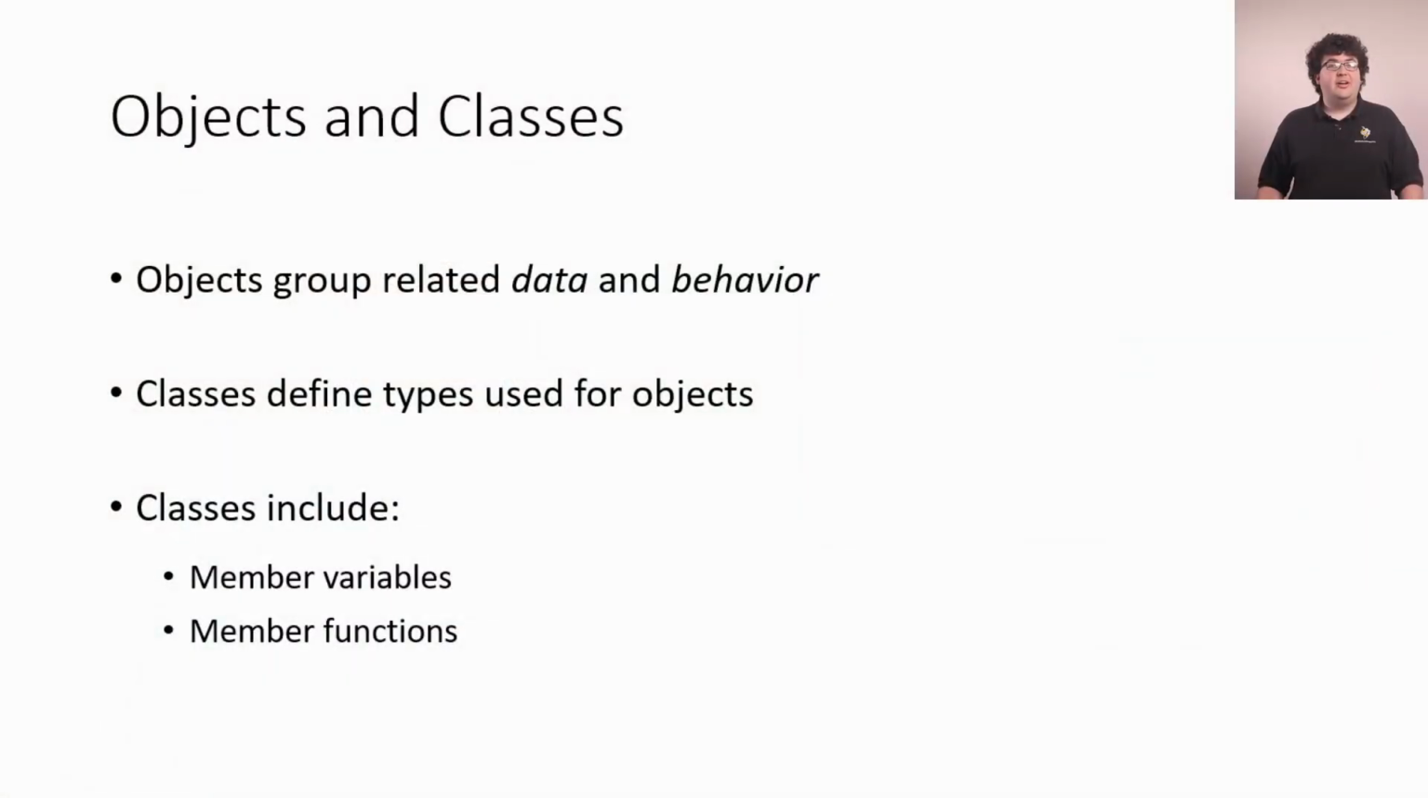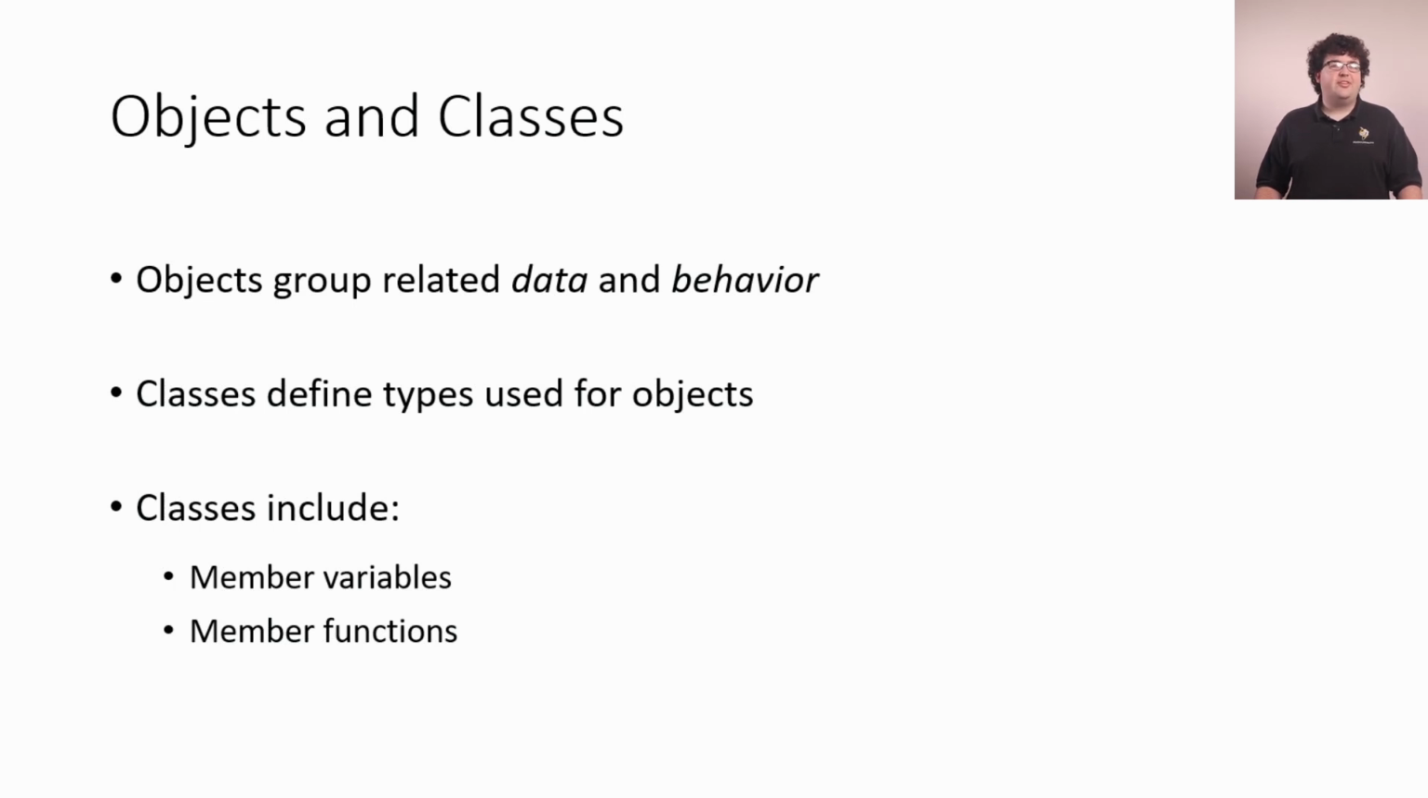This week, we're going to be talking about how we can create our own types of objects. As a reminder, an object is a concept in programming that groups related data and behavior. Classes are how we define the types for our objects. A class describes all of the member variables and functions for a type of object.